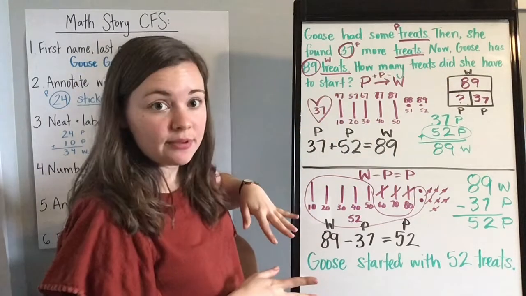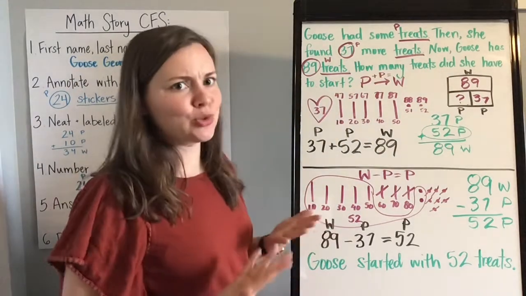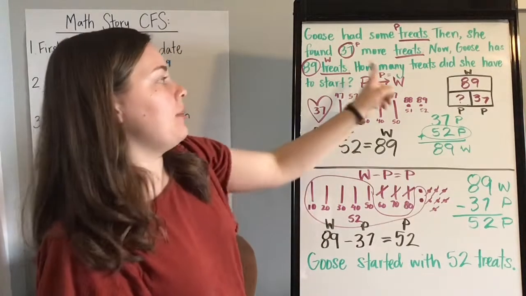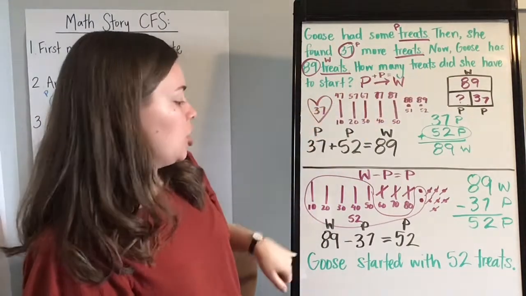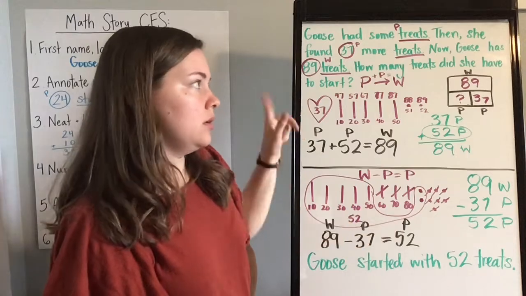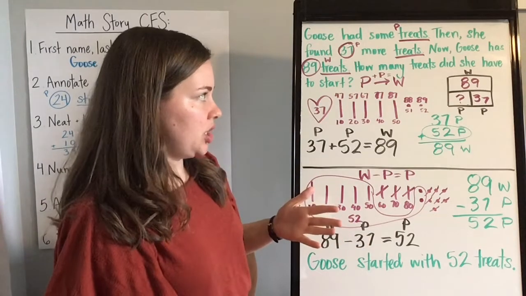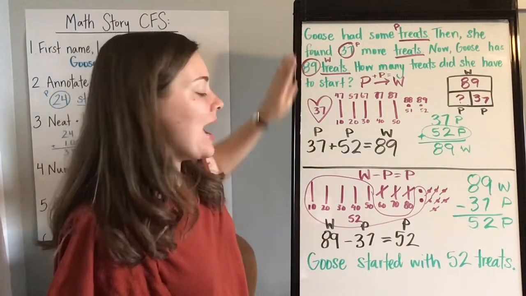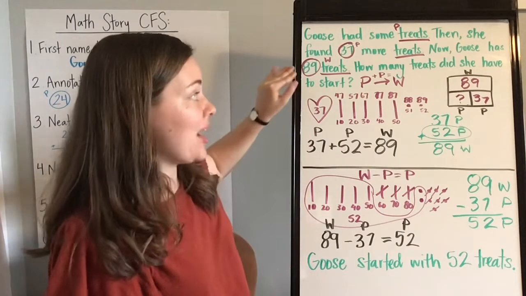And then my last step of double checking is, does my answer actually answer the question? Let's see, how many treats did Goose have to start? Goose started with 52 treats. Yes, I answered the correct question. I didn't give information that we already had. I gave the answer for which I was actually finding.